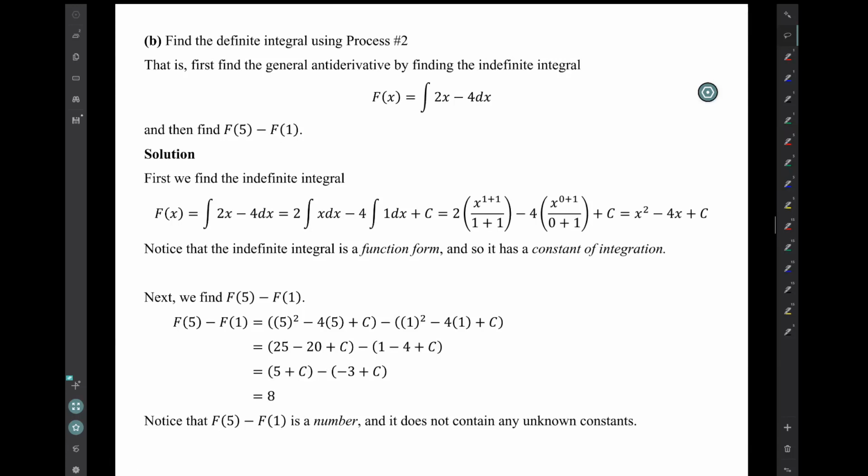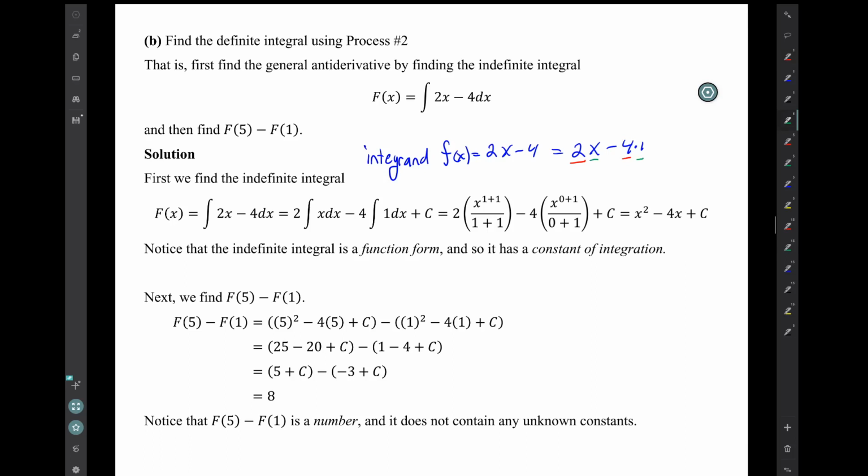Now we'll find the definite integral using process number 2. That is, we'll find the indefinite integral by integrating, and then we'll compute this value. So first we find the indefinite integral. Now remember that it's helpful before finding an indefinite integral to rewrite the integrand. The reason that's helpful is that it's written now as two terms that each have a constant times a power function.